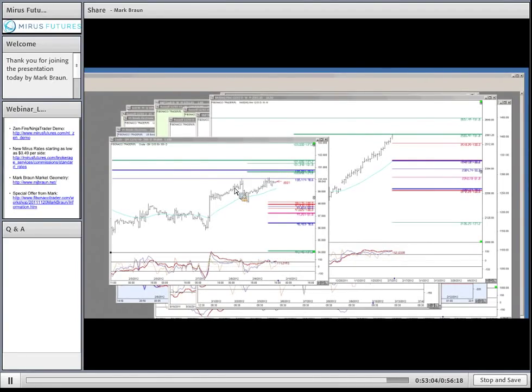Okay, the euro, how many ticks is a break? Also 3 ticks on intraday.